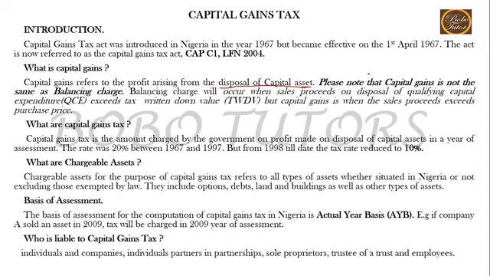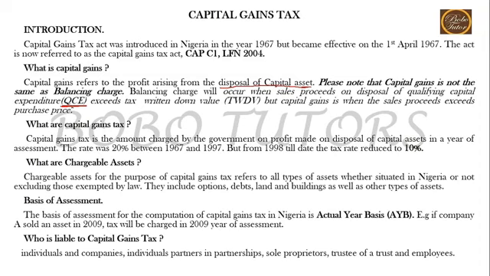Balancing charge will occur when sales proceeds on disposal of qualifying capital expenditure exceed tax written down value, but capital gains is when the sales proceeds exceed purchase price. You see the term qualifying capital expenditure, QCE. Qualifying capital expenditure means those types of assets that enjoy capital allowance. So balancing charge is used when computing capital allowance, but capital gains is not.